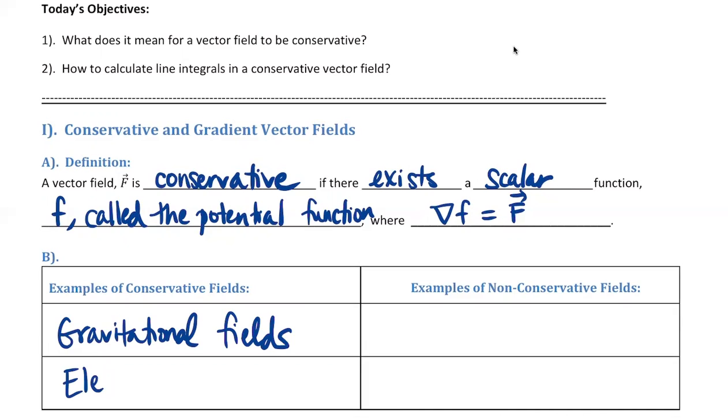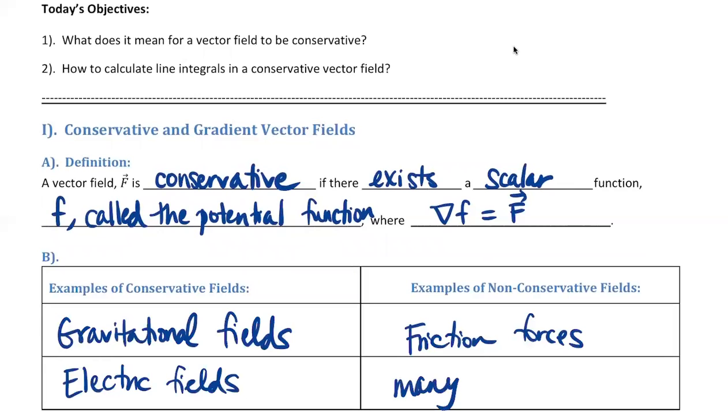Gravitational fields and electric fields are both conservative, and non-conservative fields are friction forces, for one example, and there are many others, and magnetic fields are non-conservative. So these are just some places you may have already heard this word before. But let's dig into the math behind what it really means to classify a vector field as this.